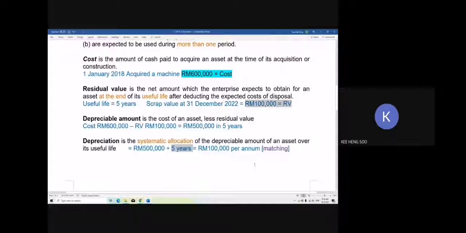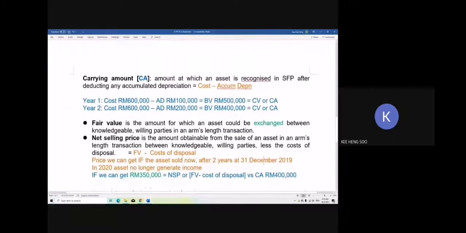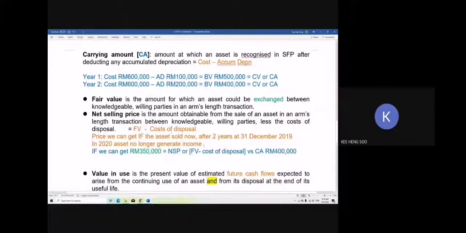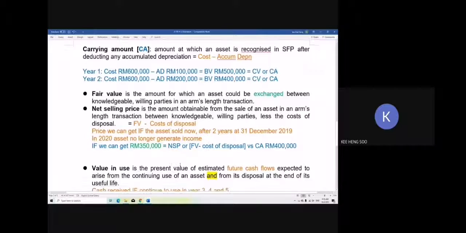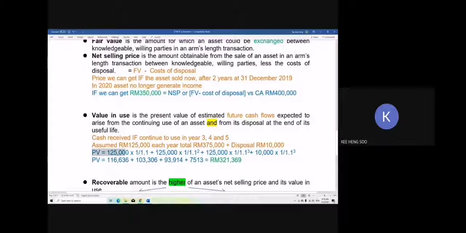Okay, so at least the first part, answer all constant. Students, you can copy from each other. But for the second part, I want you to create your own assumption. What's your fair value? What's your value in use? You don't need to go into so much detail. You just tell me if the fair value is like that, if the value in use is like that.